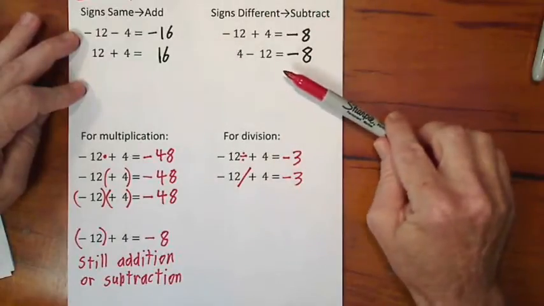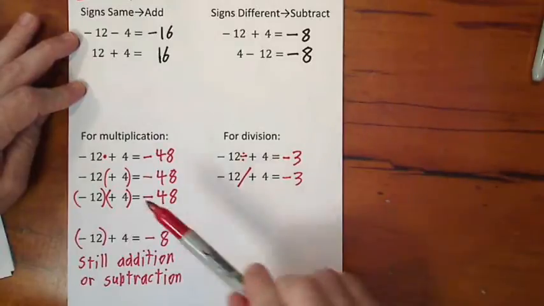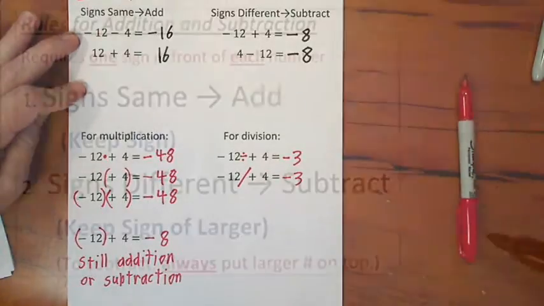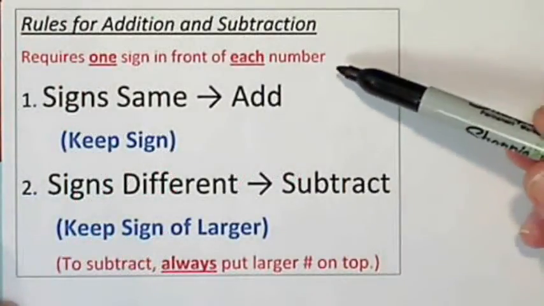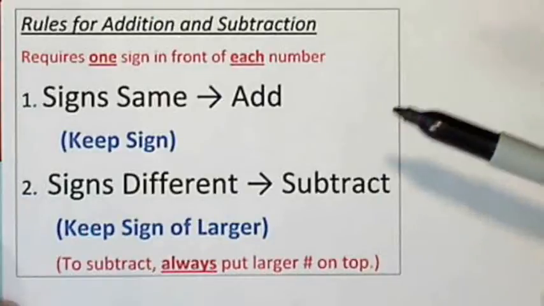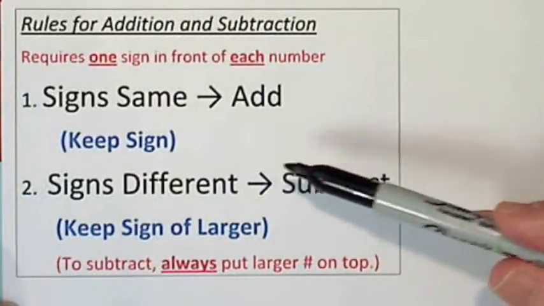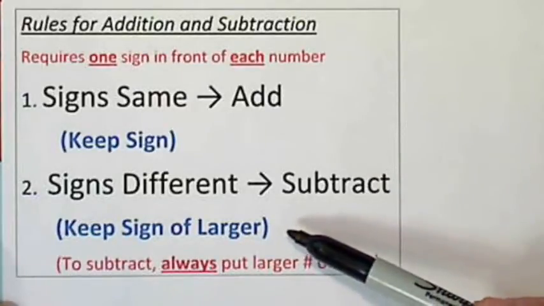If they're different, you subtract. If I want you to do anything besides addition or subtraction, I have to put in some symbol to indicate that. Okay, so these are the rules for addition and subtraction. It requires that you have one sign in front of each number. Whenever the signs are the same, you add, you keep your sign. Whenever the signs are different, you subtract, and you keep the sign of the larger.